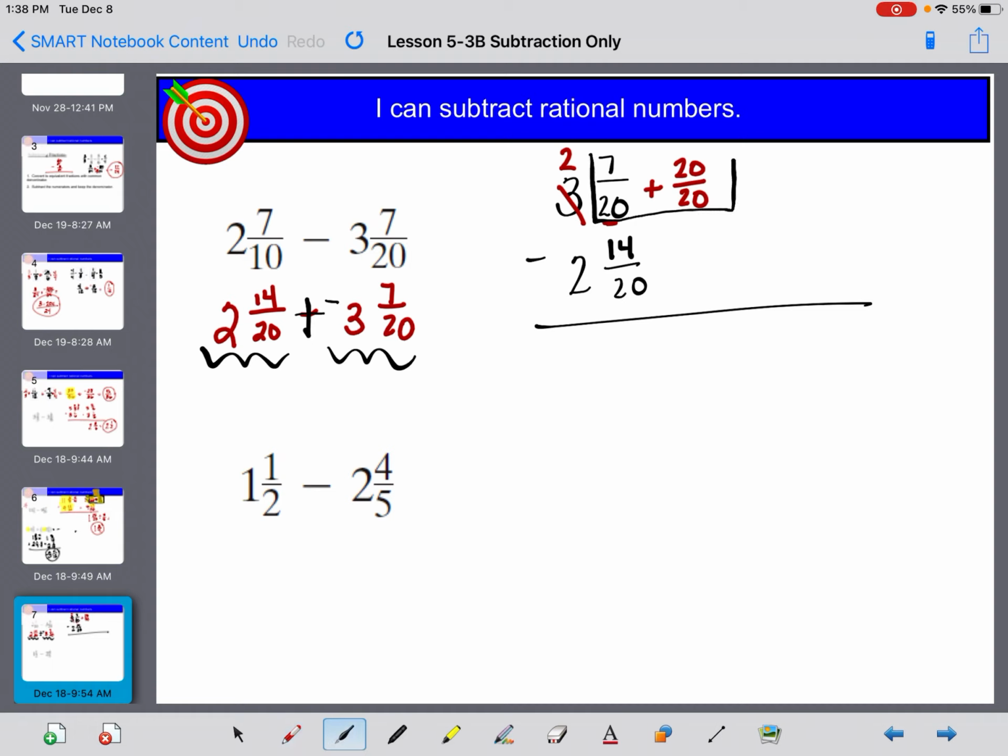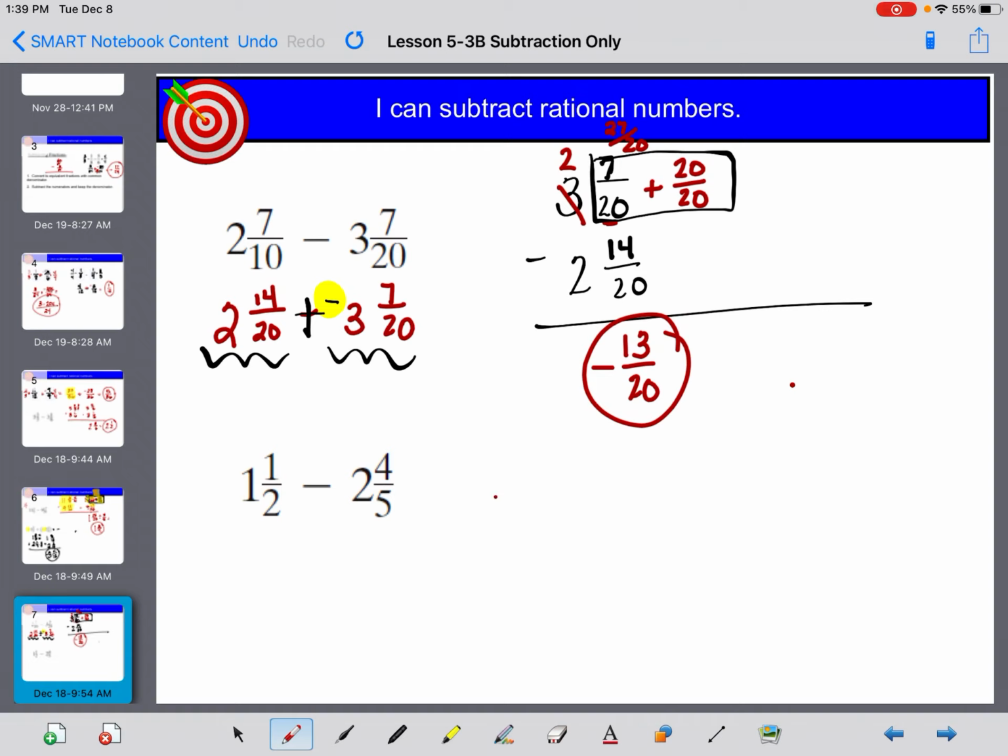Now, I'm going to rename this amount. 7 plus 20 is 27 twentieths. 27 minus 14 is 13. So I get 13 twentieths. 2 minus 2 is 0. Then I need to ask myself, you give it the sign of the bigger absolute value. Well, 3 and 7 twentieths was the bigger absolute value. So your answer should be negative 13 twentieths.